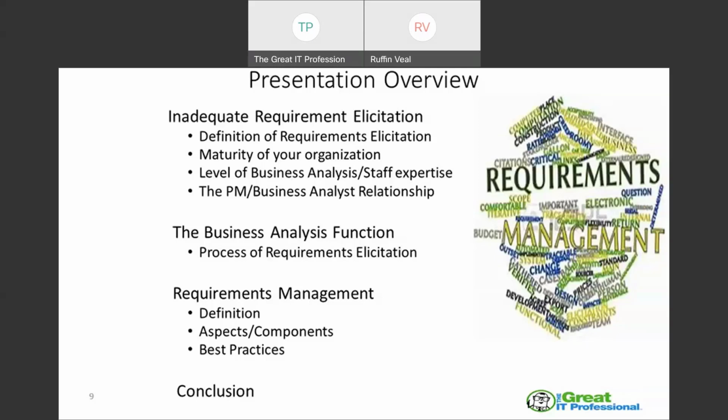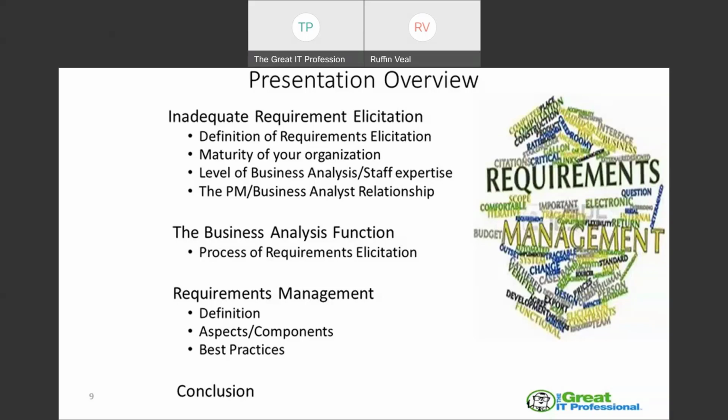The level of business analyst staff expertise. Do you have that level of expertise on hand? And also the PM business analyst relationship. This goes back to some things I've talked about in the past: project relationship management. Your business analyst is a subject matter expert, and you must have a relationship with that business analyst. And we're going to talk about that too and why it's important.